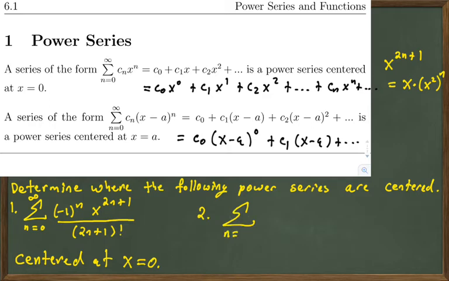The next series we're going to look at is the sum n equals 0 to infinity of x minus pi to the n power, all over n factorial. So what makes the x minus pi to the nth power 0 is going to be pi, and so this one is centered at pi.